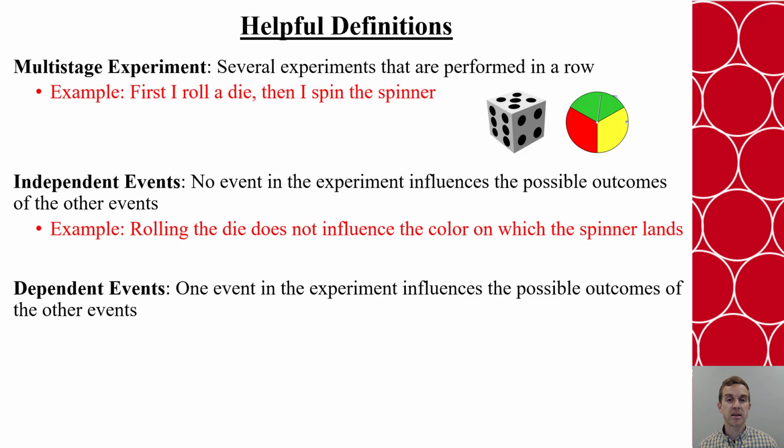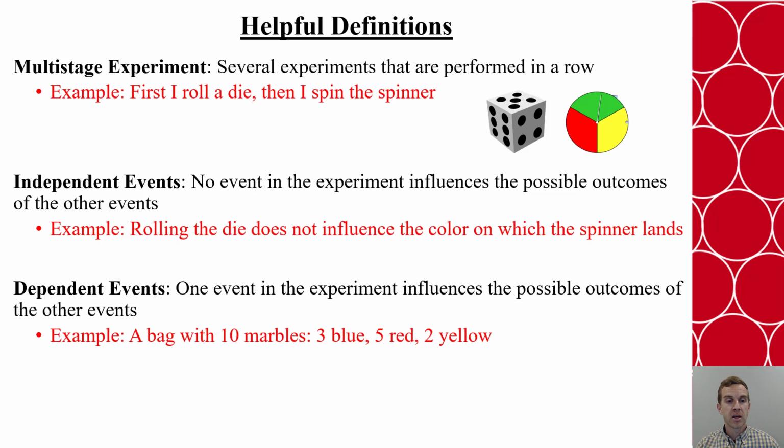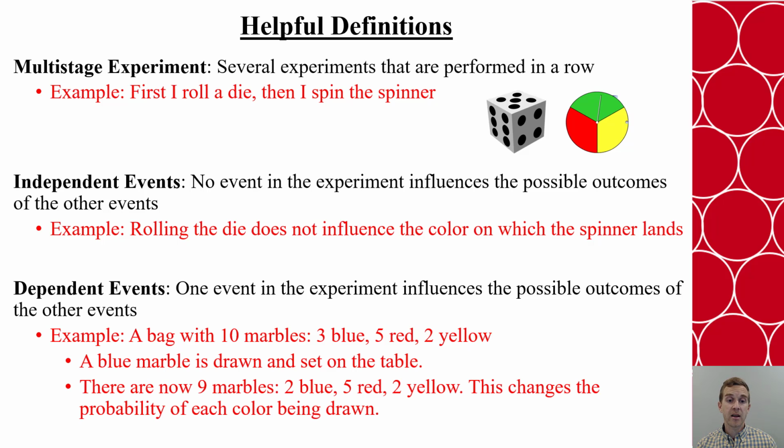Whereas if it's dependent, one event will influence the possible outcomes of the other events. So what would be an example of this? Say we have a bag that's full of marbles, and there's 3 blue, 5 red, and 2 yellow in the bag. I reach into the bag to pull out a marble, and it comes out as blue. I'm going to set that on the table. Now think about what's left in the bag. There's now only 9 marbles in the bag, 2 blue, 5 red, and 2 yellow. Since there's only 9, the probabilities of choosing each of those colors changes just by a little bit, but they have changed. Thus, the second draw is dependent upon what was drawn first.